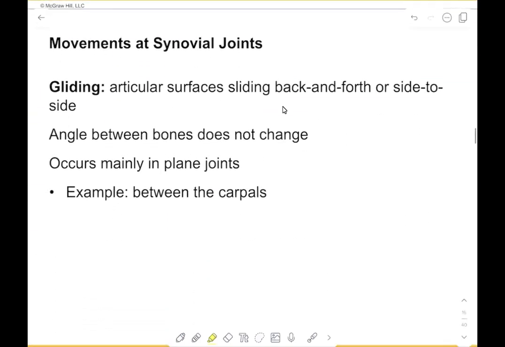The gliding motion is when there are specifically articular surfaces that slide back and forth or side to side. And the angle between the two bones does not change. So the best example of this would be between the carpal joints. Also, between the tarsal joints would be another example.